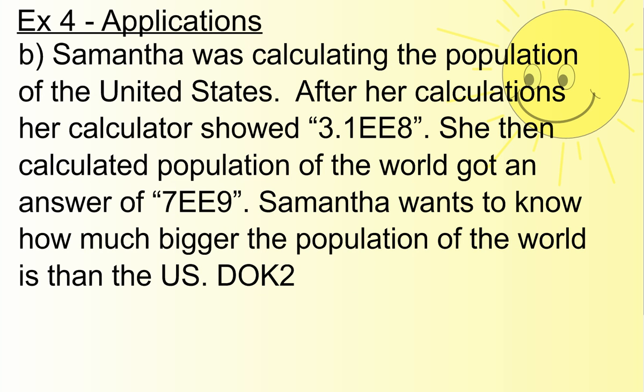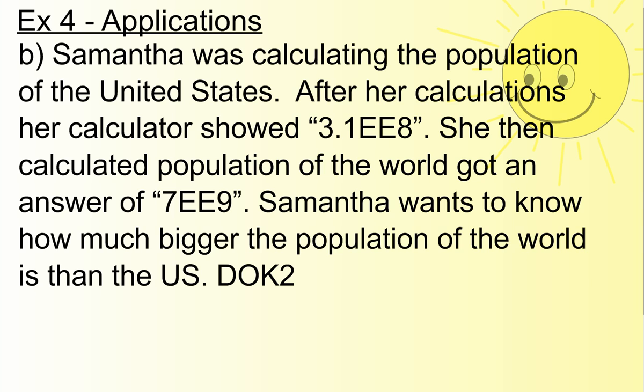Number 2 says Samantha was calculating the population of the United States. After her calculations, her calculator showed 3.1 EE8, as you can see. She then calculated the population of the world and got an answer of 7 EE9. Samantha wants to know how much bigger the population of the world is than the US.